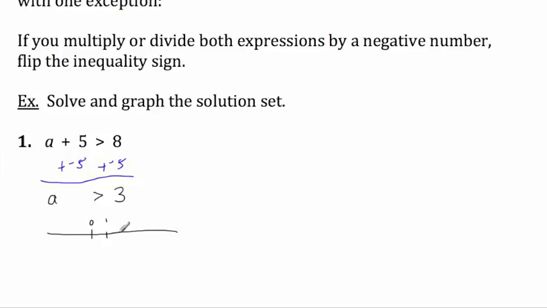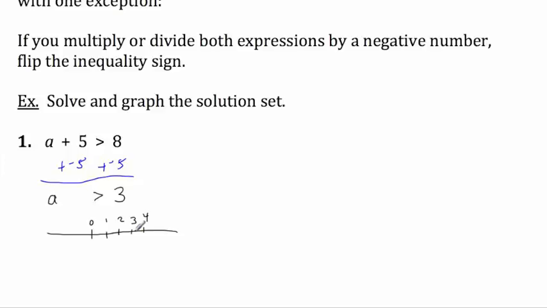So I'll set up a number line here. And I know that a must be greater than 3. That means that a cannot equal 3. So a could equal 4, a could equal 5 or 6 or any number greater than 3. But it could also equal numbers like 3.5 or 3 1/4 or 3 1/10. A could equal a lot of different things.